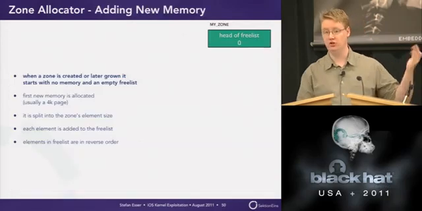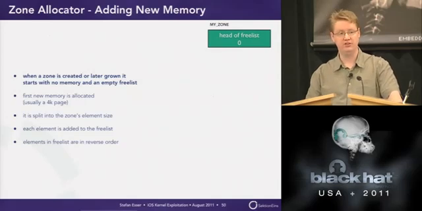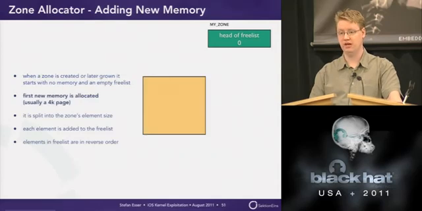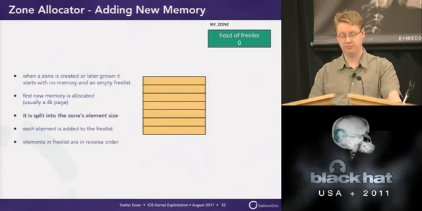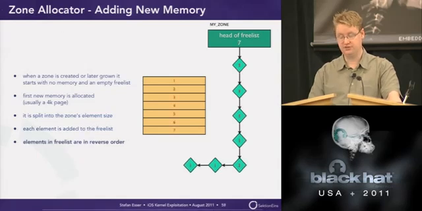Okay, let's look at a new zone. When you have a new zone, it's completely empty. There's no free list, there's no memory, nothing. And the first thing that happens is it will allocate a memory page. And like I said, there's no pointer back. The next thing that happens is we divide the page into elements, let's say 128 bytes, and then each element is added to the free list. And you see in the end you have the free list in the reverse order.